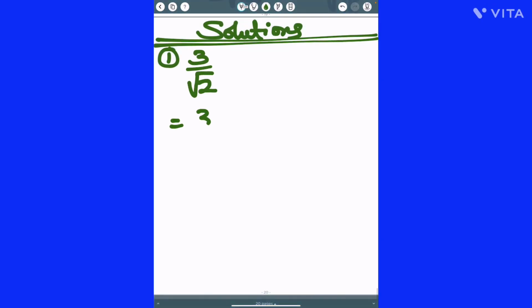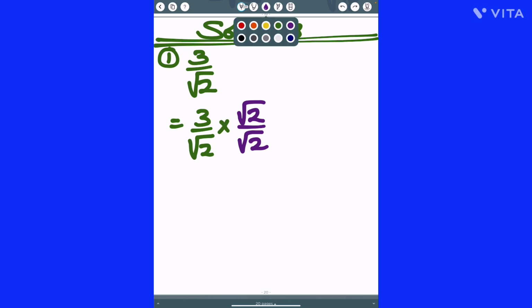To rationalize 3 over root 2, it's very simple. We just multiply the numerator and denominator, let me use a different color to make it clear, by root 2, which is the denominator here. So all that will lead to is very simple. That will give you 3 times root 2, which is 3 root 2.